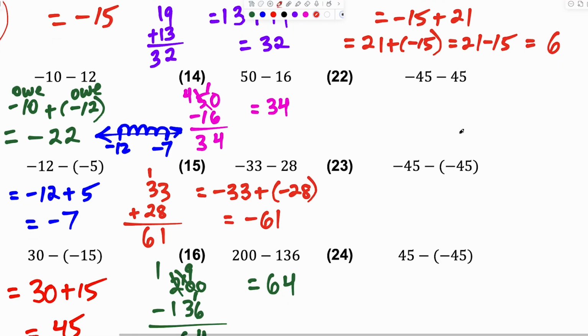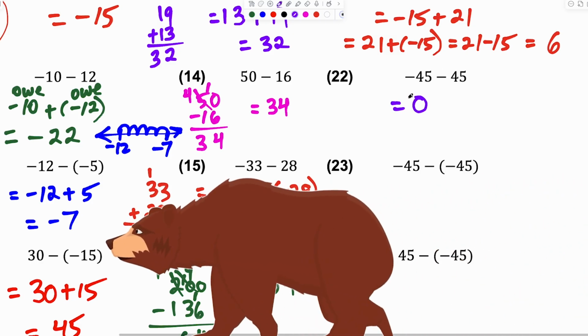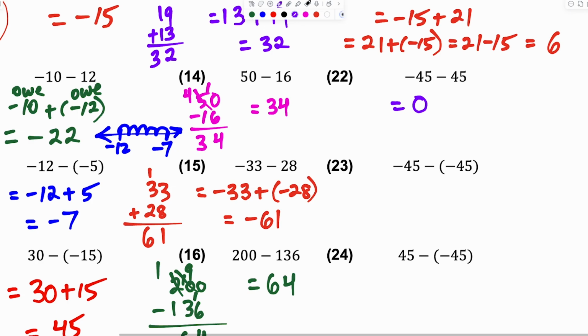All right, next up, question 22, we are doing negative 45 minus 45. Now, be careful here. Don't write something like 0. Okay, 0 is a very dangerous bear trap.